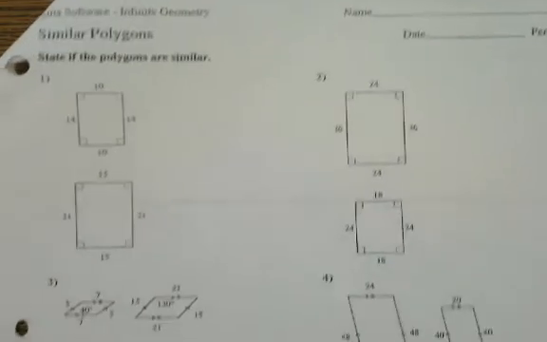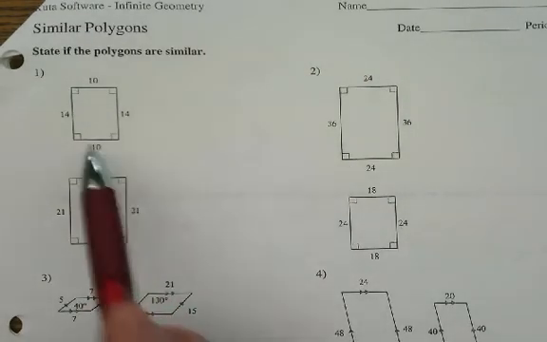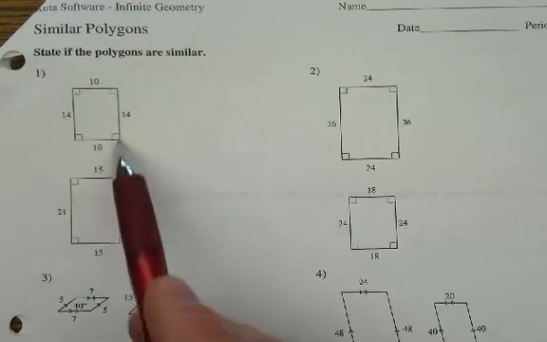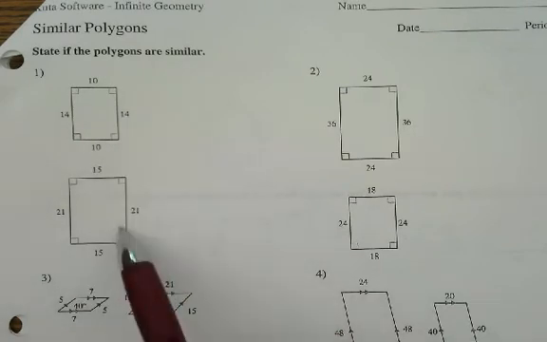Okay, this is the similar polygons worksheet. We want to know if these polygons are similar. For polygons to be similar, all of the corresponding angles need to be the same. That's the first thing you check for, and they are. They're all 90. So that's the first thing you look for.